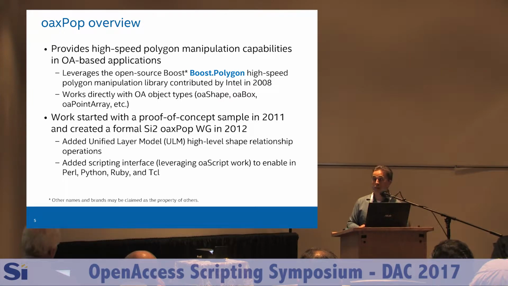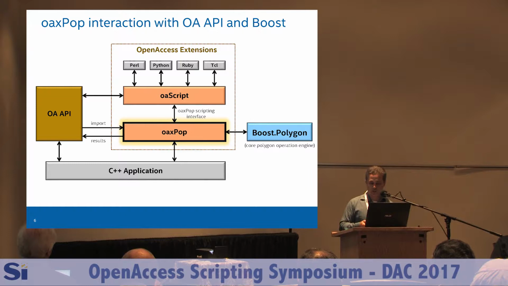It's also wrapped in oaScript. The way that we set up oaScript allows extensions to be very quickly wrapped in those target languages, so we have it available in these scripting languages. This shows it working together. At the core, we have the OpenAccess API, and all applications connect to it using this API. Then we have the extensions, where oaScript goes to the languages that I showed previously. And oaxPop is the intermediary between OA and Boost Polygon, which does the heavy lifting as far as the operations are concerned.